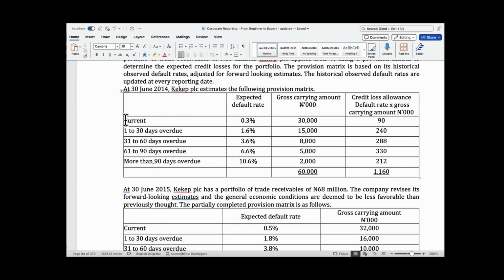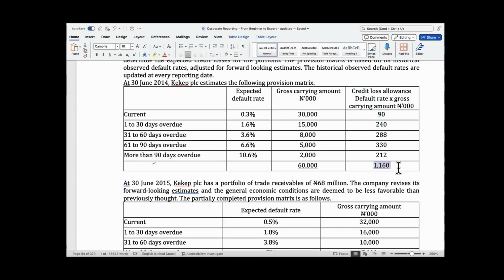So anybody that has not defaulted would make a loss allowance of 0.3%. Anyone that is 1 to 30 days overdue, 1.6%, like that. And you see that the credit loss allowance they are making is just this multiplied by the gross amount. So for this particular receivable, there's a loss of 1,160.